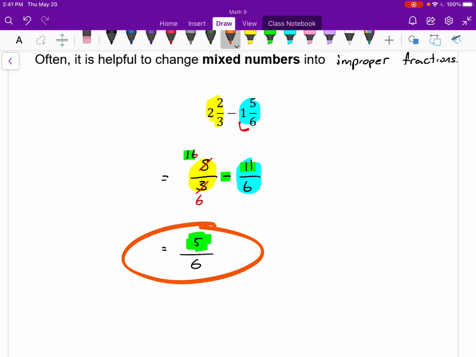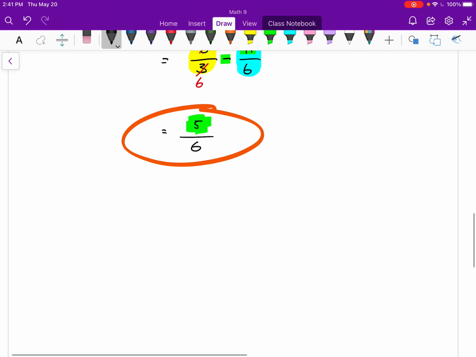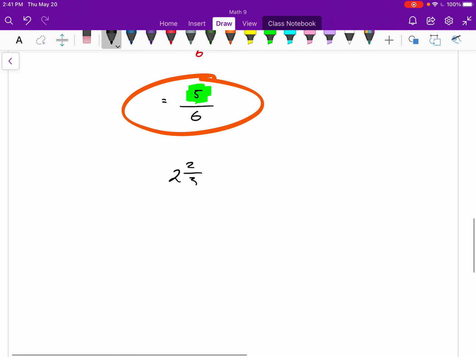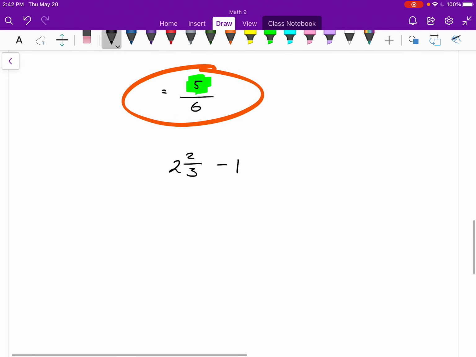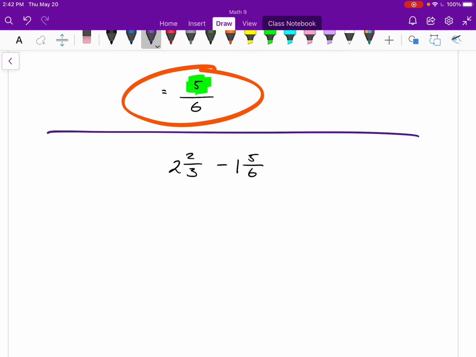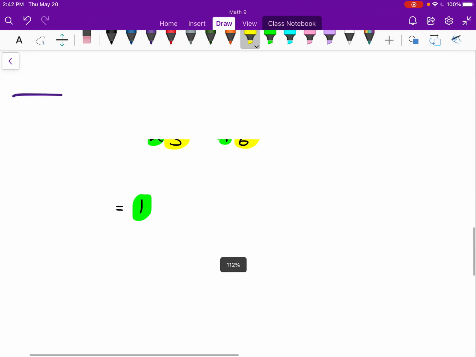That said, I didn't actually have to change these mixed numbers into improper fractions. So let me just kind of show another approach. And ideally, both make sense. OK, so let me write this down again. 2 and 2/3 minus 1 and 5/6. Another thing I could do right away is just first subtract my whole numbers. 2 take away 1, which is 1. Okay, that's a nice start. And then focus on my fractions. Now subtract my fractions. 2/3 minus 5/6.